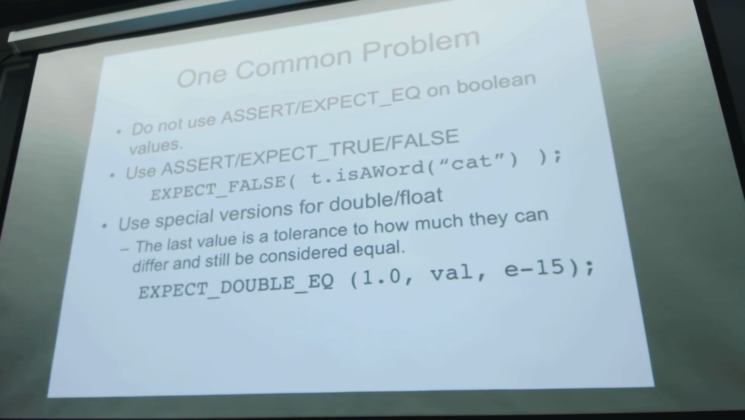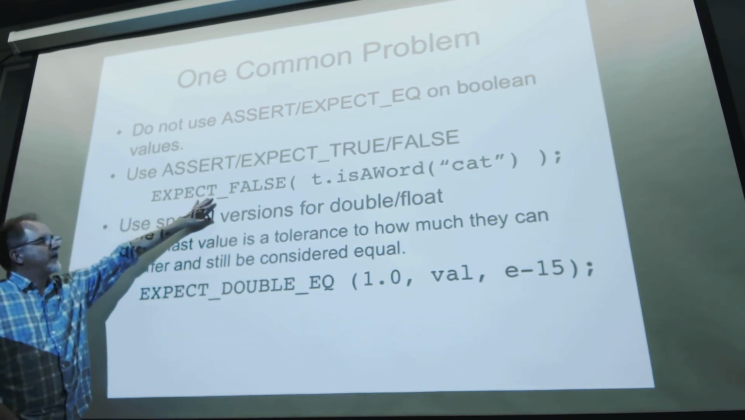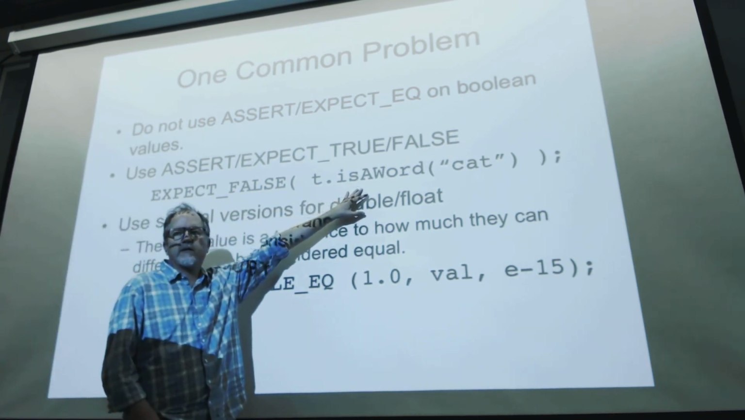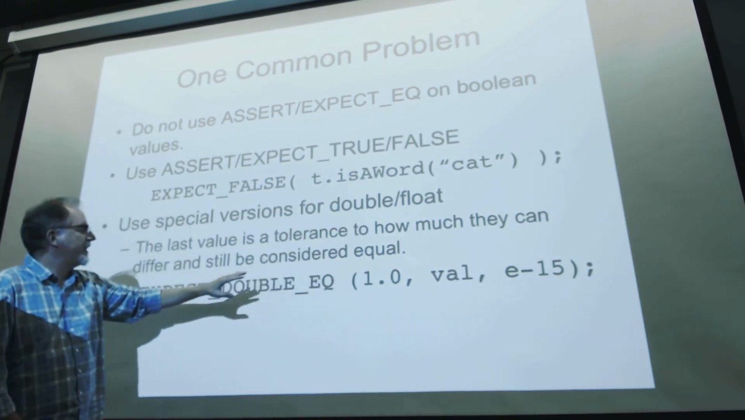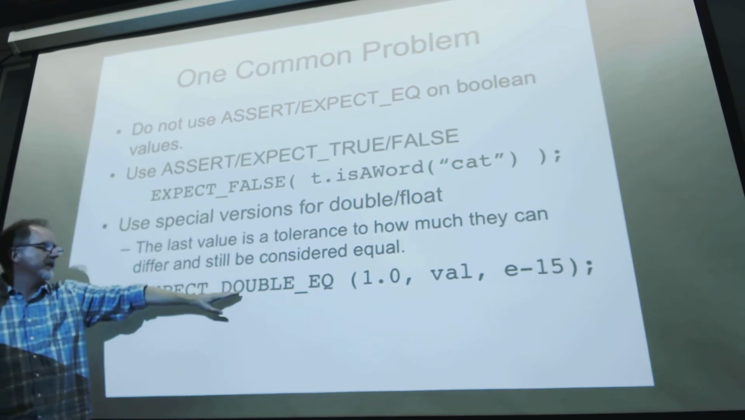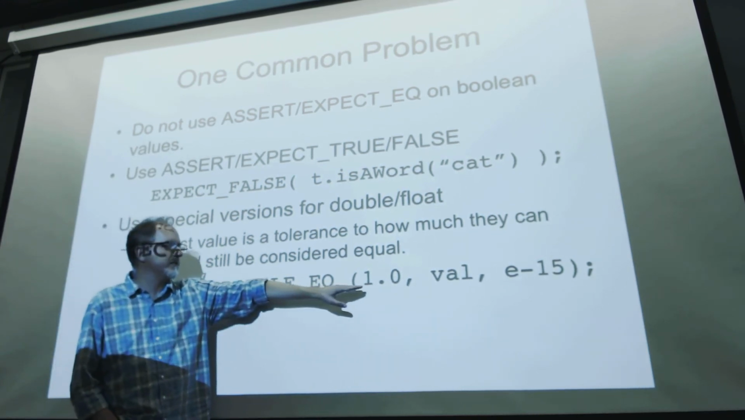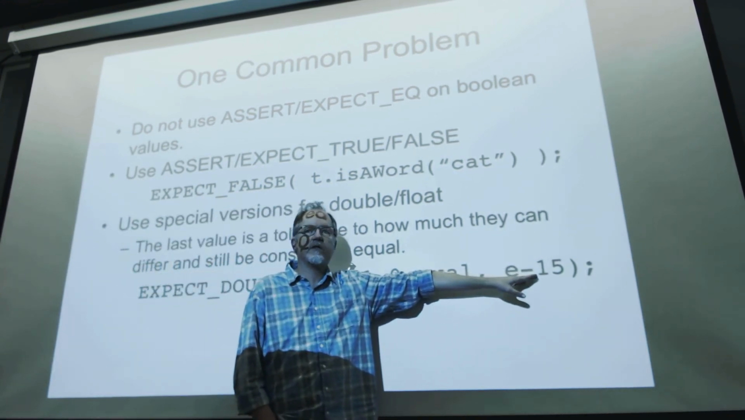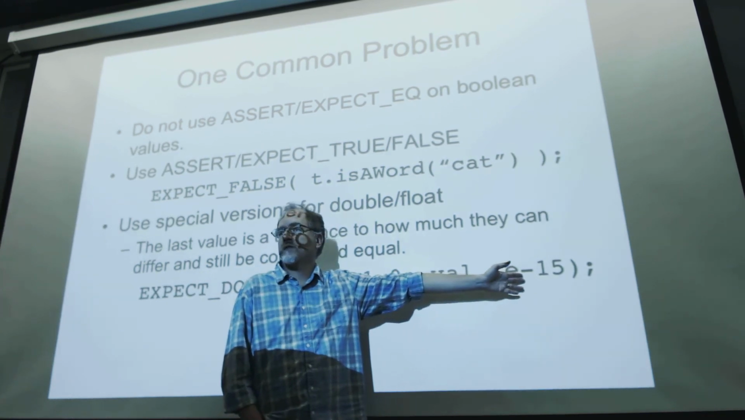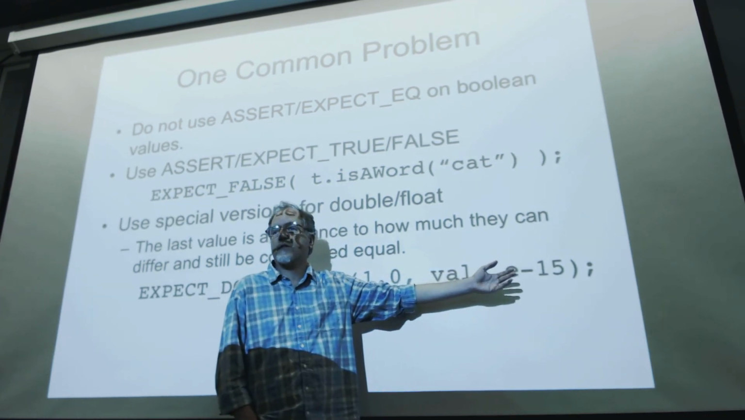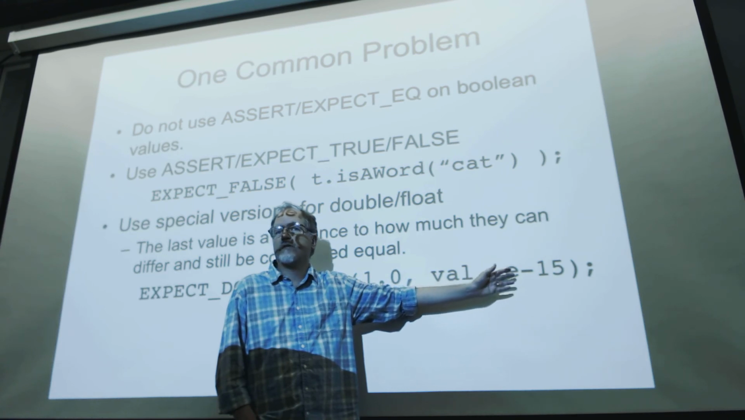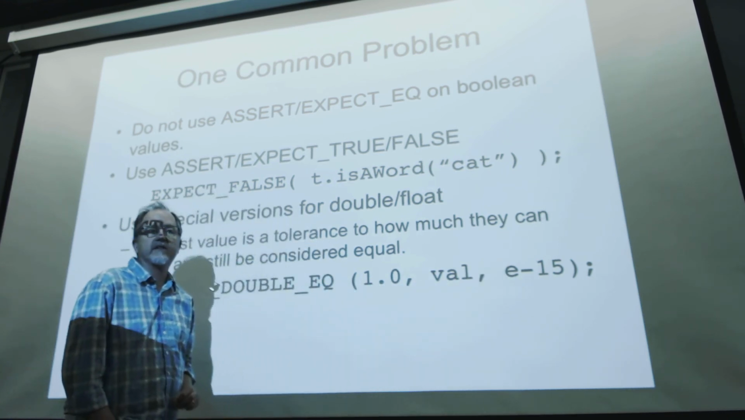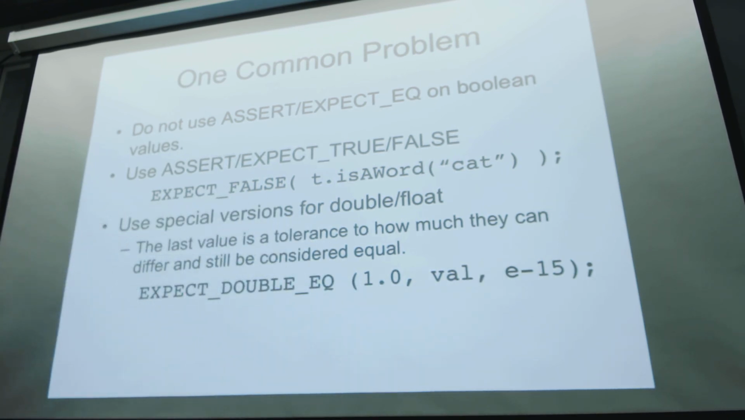So I mentioned this, yeah, just use expect false. So this thing returns true or false. Don't say expect equal to true or false. And then if you have a double or float number, you can have a tolerance. So you can say as long as this is equal to this within some very small number, they count as being the same, and that's because floating point numbers have inexact representation, and so they're likely to not measure exactly the same as being equal.